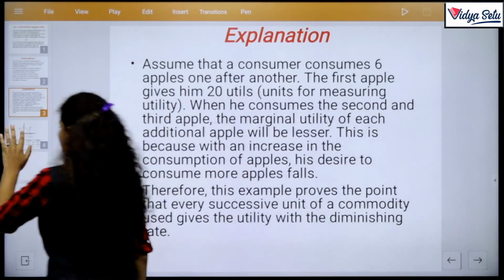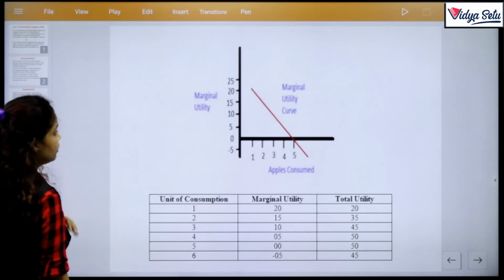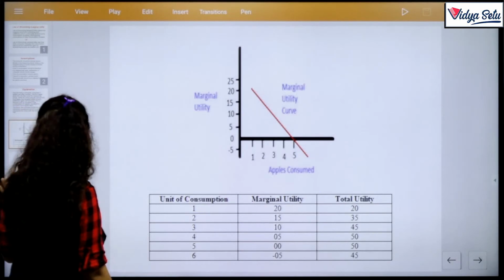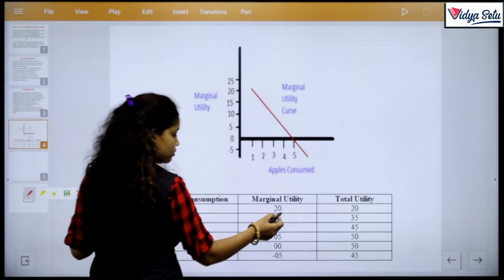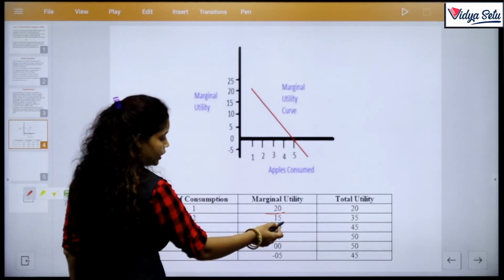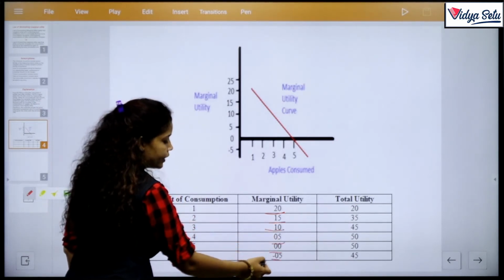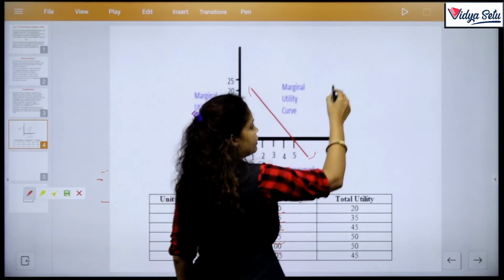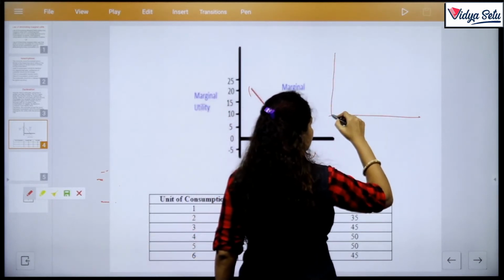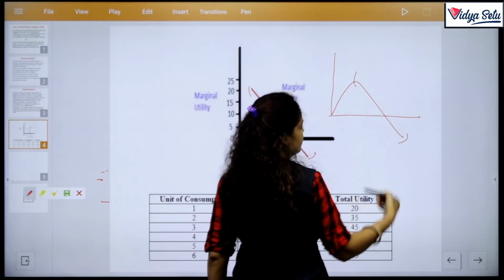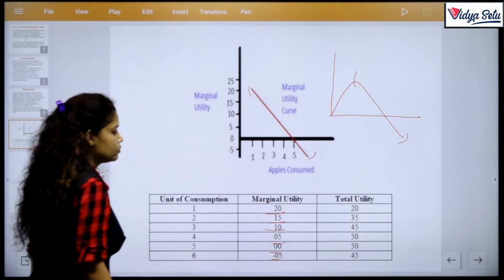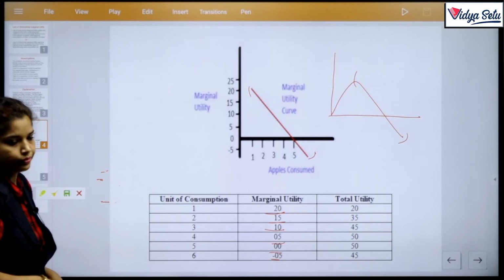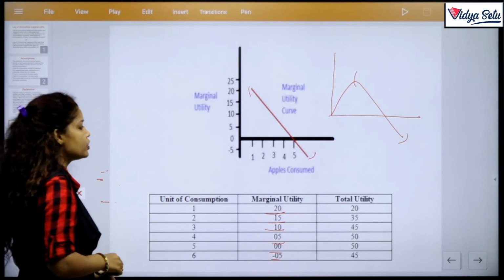So, we also explain it by the curve. Marginal utility curve: the first unit gives 20 utils, the next units 15, 10, 5, 0 and minus 5. So, we are here on the decreasing part of marginal utility, otherwise the curve is like this, but we discuss only this part. This is the law of diminishing marginal utility.